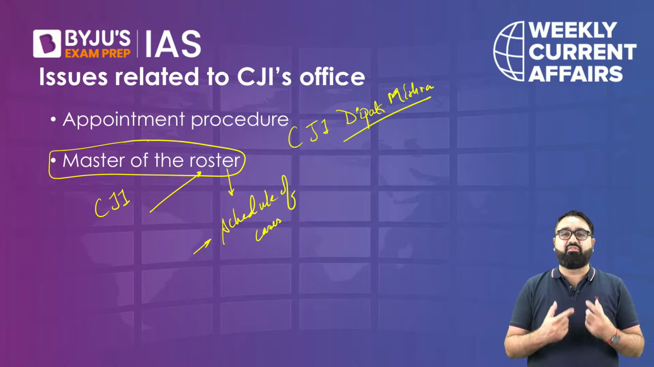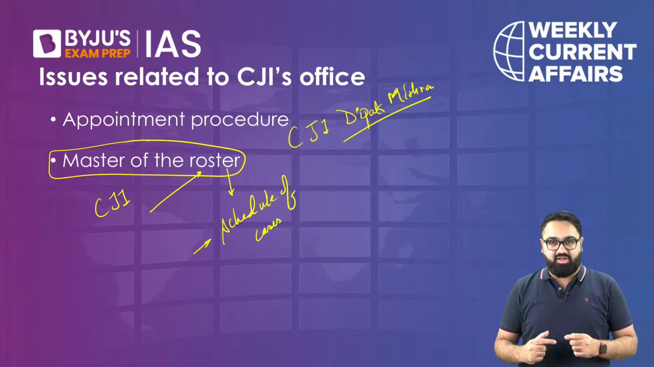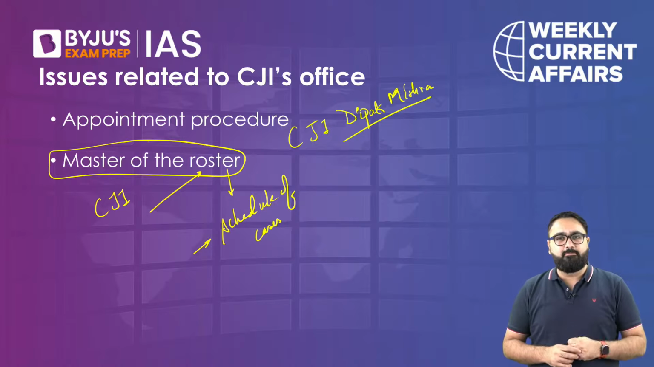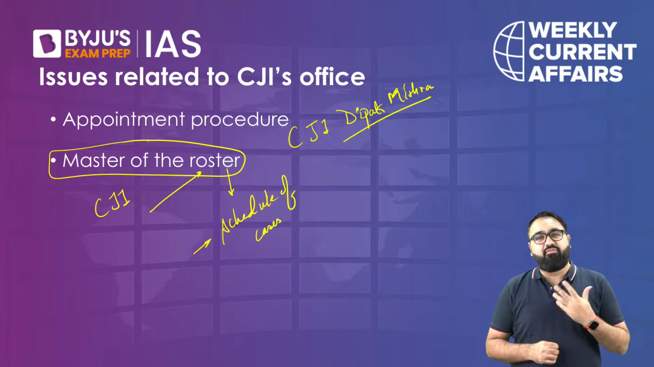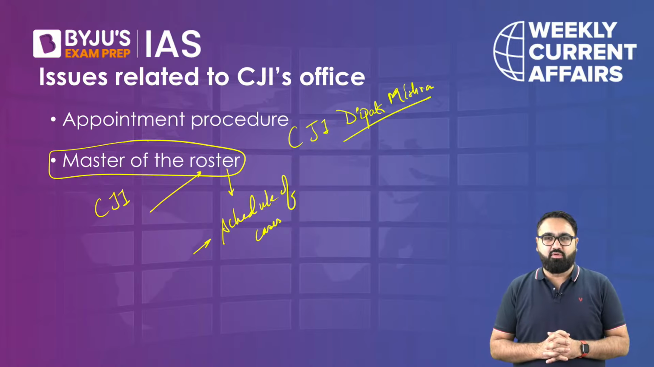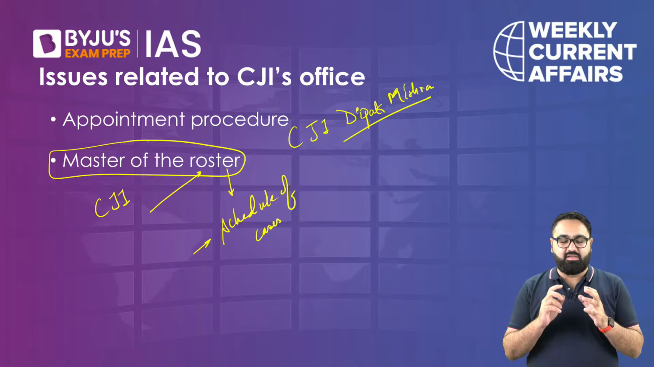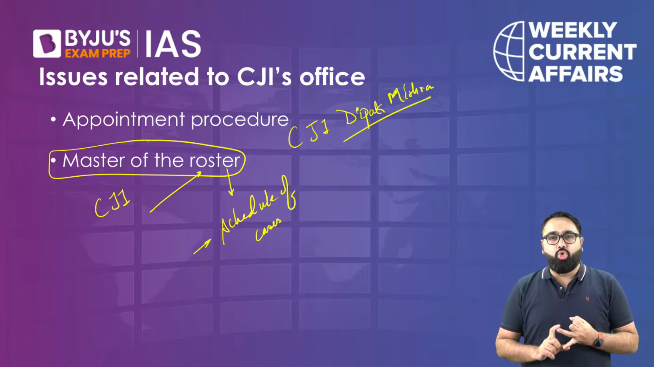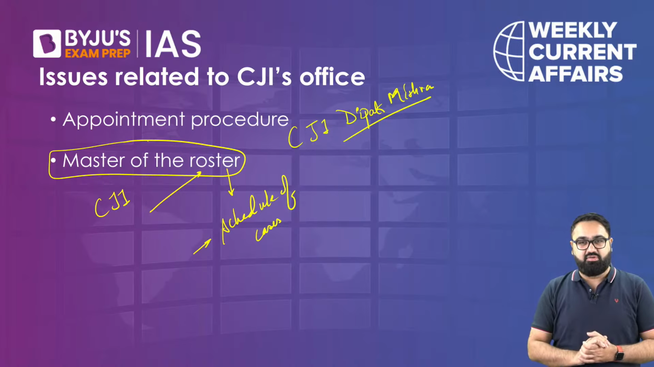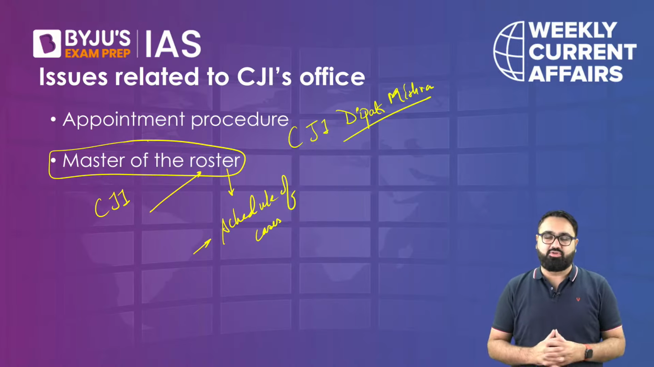Which judge will hear which case? How many judges will there be in a bench? For example, if there is a specific case, should it be heard by a 2-judge bench, 3-judge bench, 5-judge bench, 7-judge bench, 9-judge bench, and so on? How many judges will there be in the bench? That is decided by the Chief Justice of India. Who will be the judge in which bench? That is also to be decided by the Chief Justice of India. This is called the roster, and he is the master of the roster.